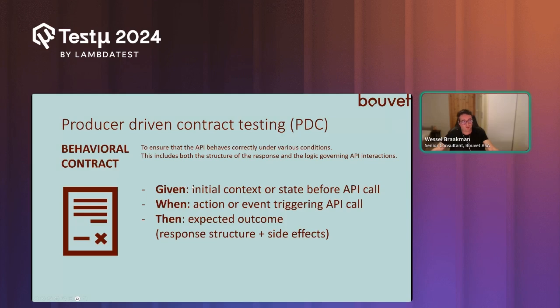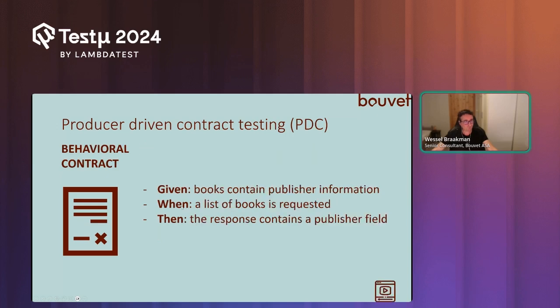So I just had an example. We show the initial context. There's an action or trigger, and we have an expected outcome. In this case, for example, if they want to add publisher information, then they can say, given the books contain information about their publisher, when a list is requested, then the response contains a publisher field. That's something that wasn't there before.